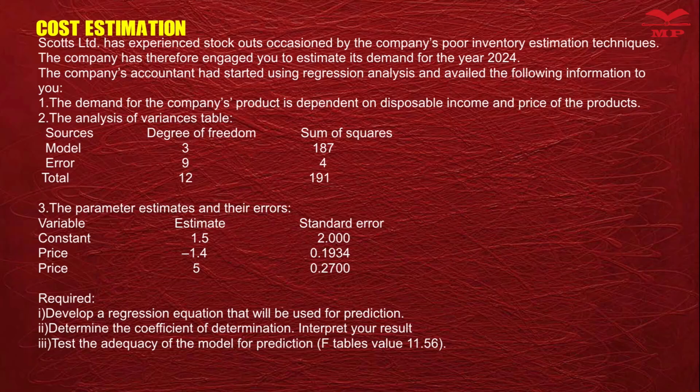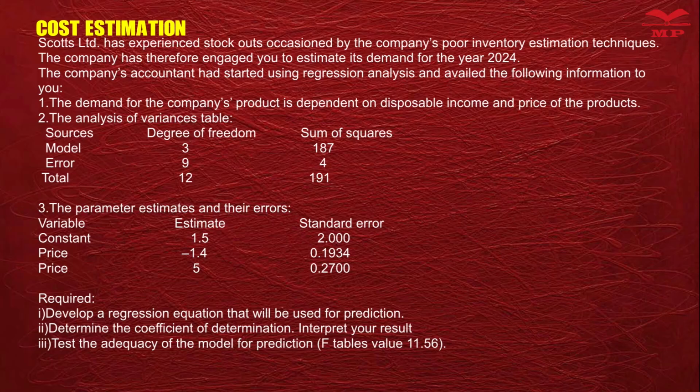Number 2, the analysis of variances table. We have a source of analysis: you have model, there is error, and another column there is degree of freedom, and sum of squares. Number 3, the parameter estimates and the errors. We have a column there for variable, estimate, and standard error. We have constant, we have price and income.